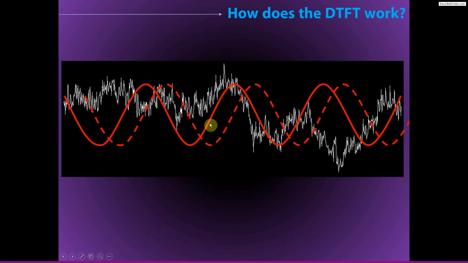And when we do that, this means that the dot product is going to have two components, so it's going to be a complex dot product. The dot product will have a real component and an imaginary component that corresponds to the cosine wave and the sine wave.